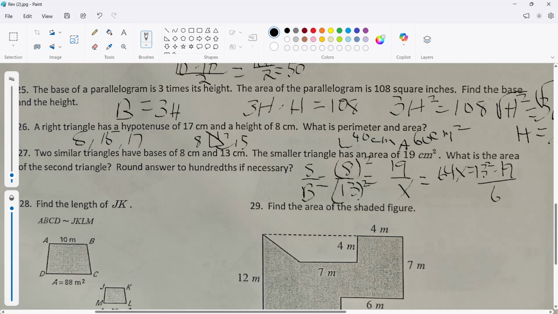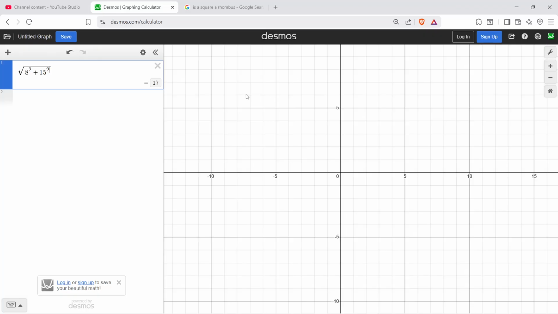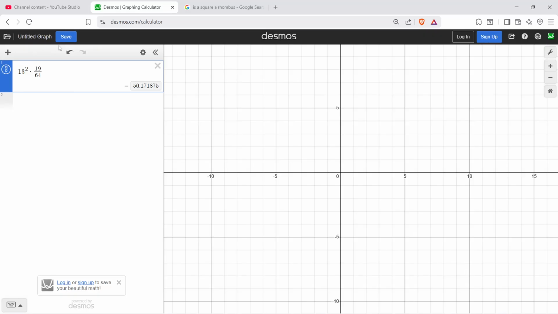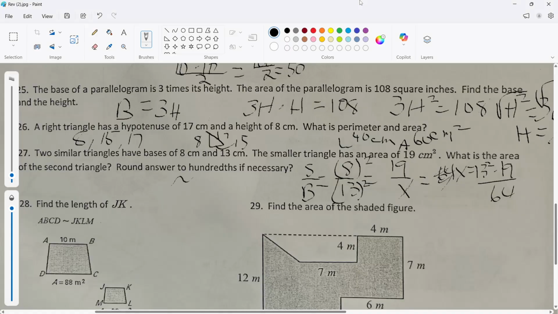I divide both sides by 64 to find out what X is. 13 squared times 19 divided by 64. Round to the hundredths. 50.17 approximately, 50.17 square centimeters, because it's an area. So remember, when I'm comparing the ratios for a length, like a linear thing, perimeter or a side length, to an area, I've got to square the perimeter or side length.